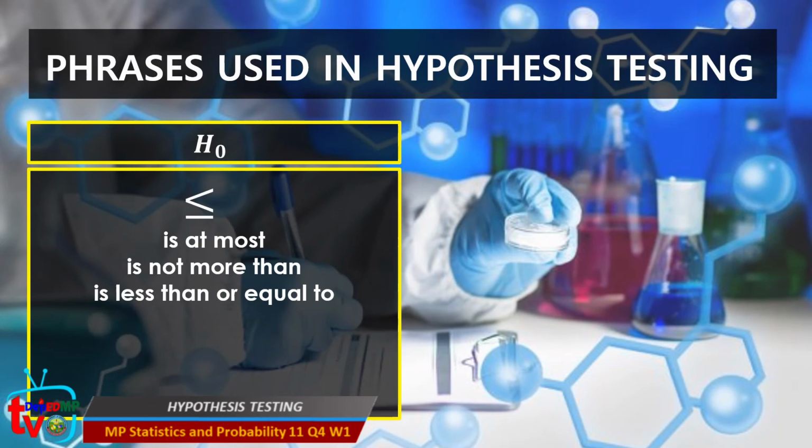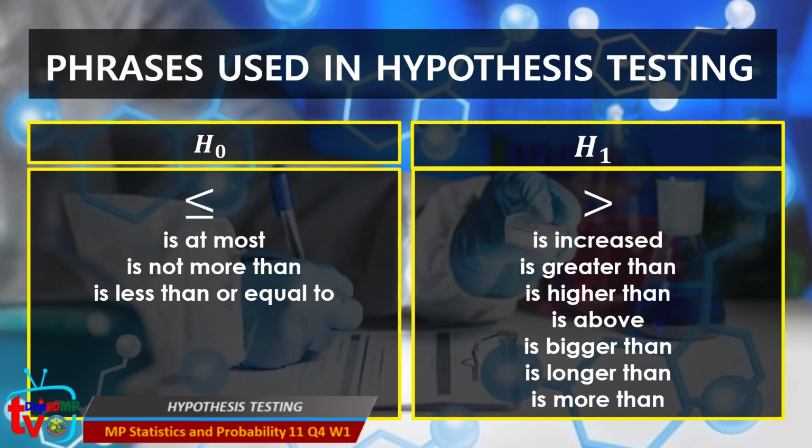Lastly, for null hypothesis, we have here the less than or equal to sign, which is read as, is at most, is not more than, is less than or equal to. And for alternative hypothesis, we have here the greater than sign, which is read as, is increased, is greater than, is higher than, is above, is bigger than, is longer than, and is more than.